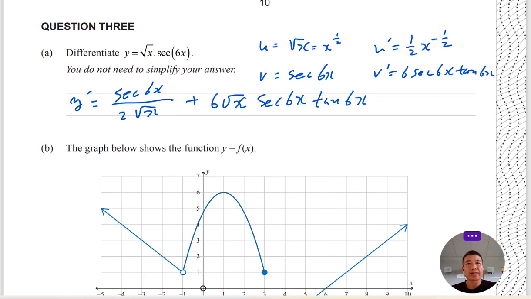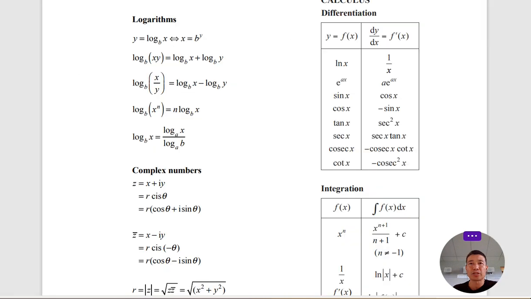Differentiate y equals square root of x secant 6x. So, well, that means u is the square root of x, right? Which is x to the power of half. For secant x, we need the formula sheet. So if you see here, the derivative of secant x becomes secant x tangent x, right? Over here.